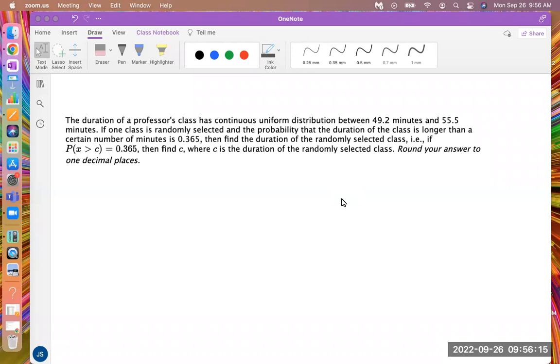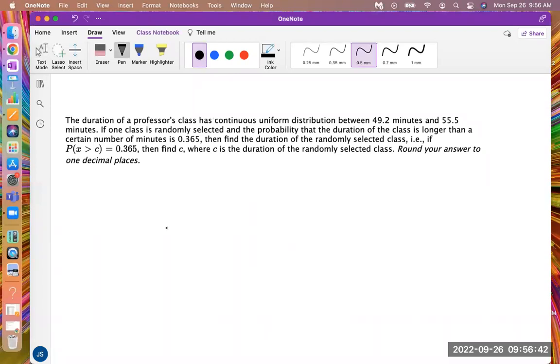So what they're telling you is if our random variable is greater than some number C, the probability will equal 0.365. And they want us to find that C such that the probability will equal 0.365. So this is what it looks like. This problem is very similar to a lot of the other problems in this section. At least in the beginning, the setup in these first steps is the same. So we're just going to do the problem exactly as we did before. So the uniform distribution is between 49 and 55 minutes.